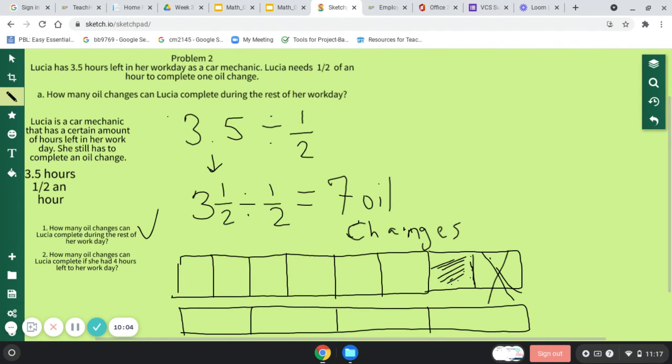Now we're going to take those 4 hours left in the workday, and again, we're going to split them in half, because we're still dividing by a half. Now let's see how many oil changes she can make with 4 hours. So we have a half hour here, another half hour, another, another, another, another, another, and another one. In total, that gives us 8. So if Lucia had 4 hours, she would be able to do 8 oil changes.